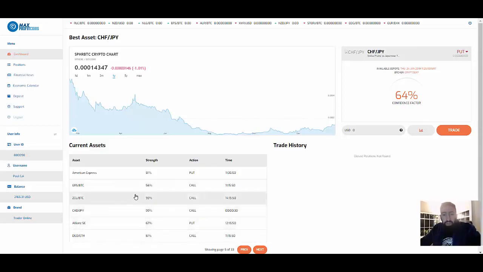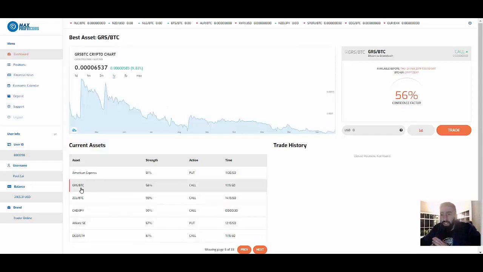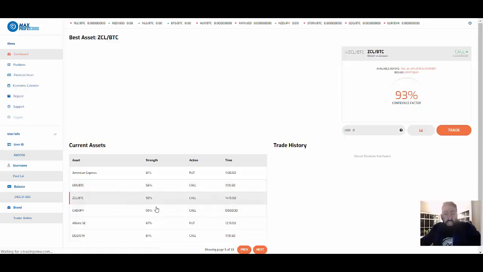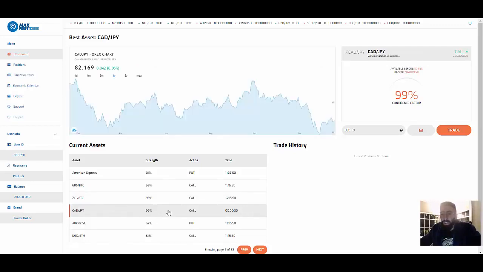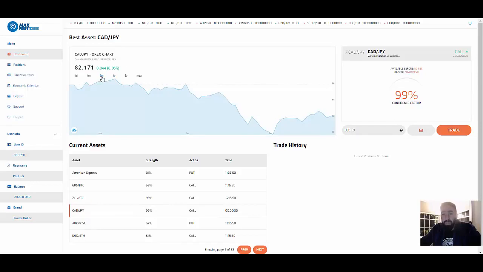A signal that I would avoid in this scenario would be the Bitcoin versus the Geos coin. Notice how it has a 56% signal strength. That's too low. You really don't want to go any lower than 60%, because otherwise it's really not worth taking that trade. But as you can see, we have other signals here, such as the Canadian dollar versus Japanese yen, 99% confidence factor. That's pretty damn good.